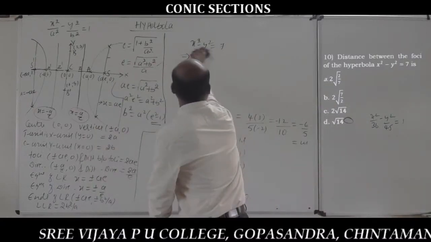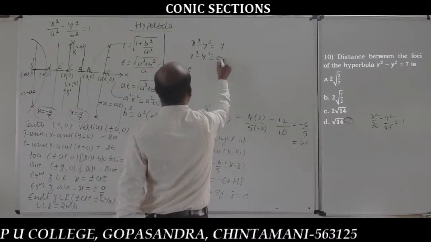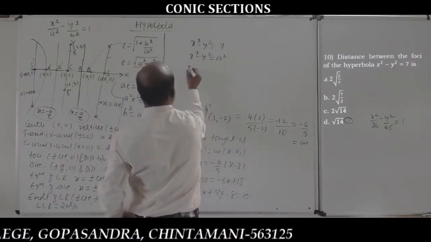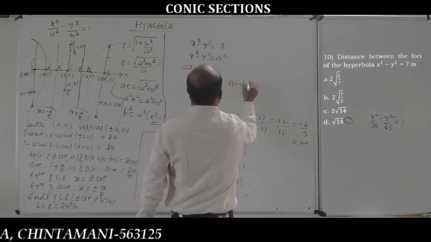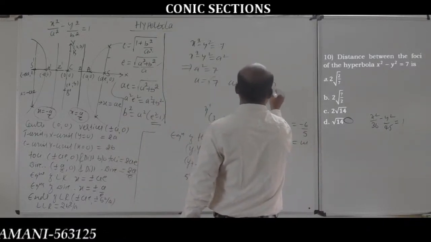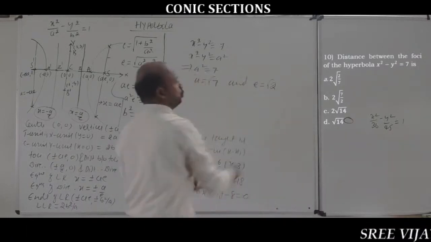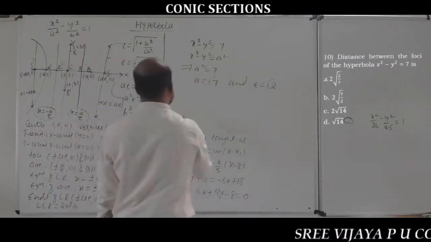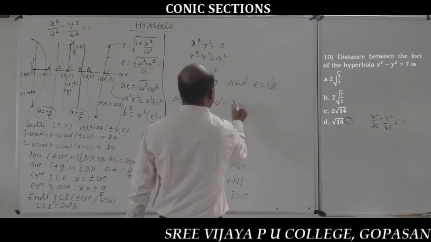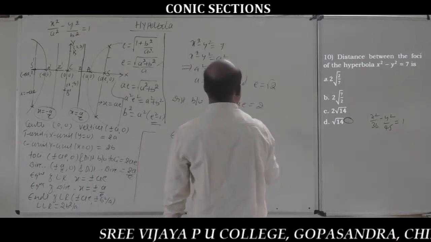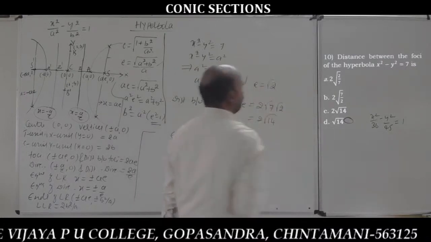So x square minus y square is equal to a square. It implies a square is 7, a is √7, and for the rectangular hyperbola eccentricity is always √2. So distance between the foci is 2ae, 2 times a which is √7, times e which is √2, so 2√14.